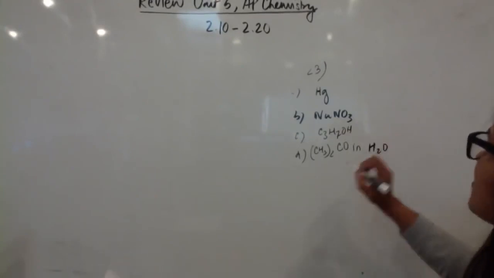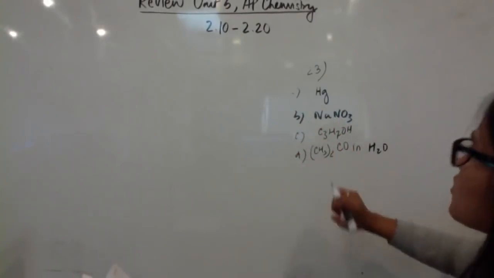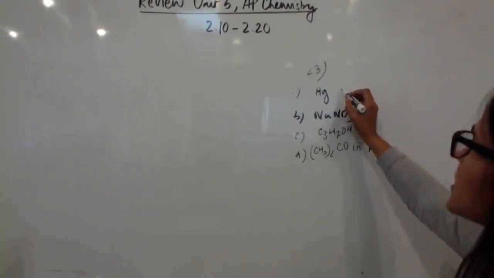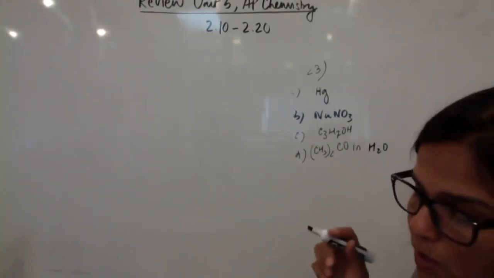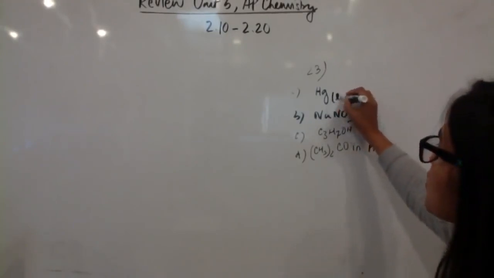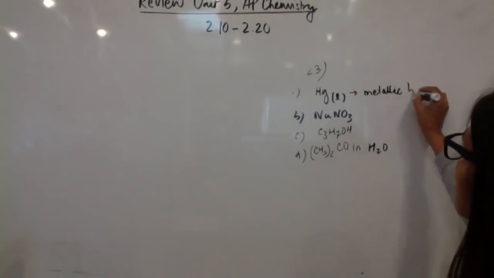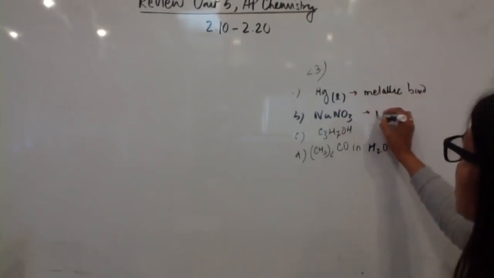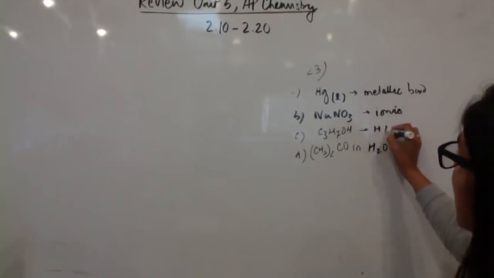As we are looking at which one is the strongest force to overcome, we need to think about what forces are present. In Hg, this is an exception because mercury is a metal that exists in liquid form. You should know this. So here you will be overcoming a metallic bond. In NaNO3, you'll be overcoming ionic bond. In this one, you are overcoming hydrogen bond.